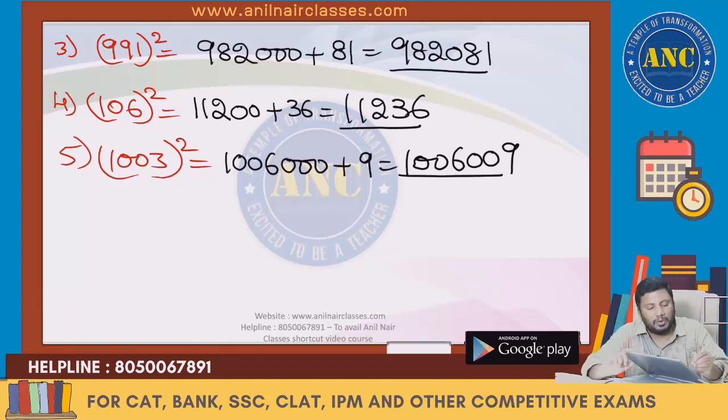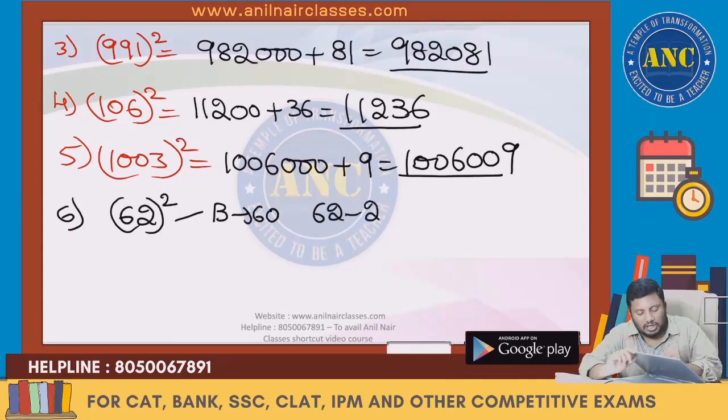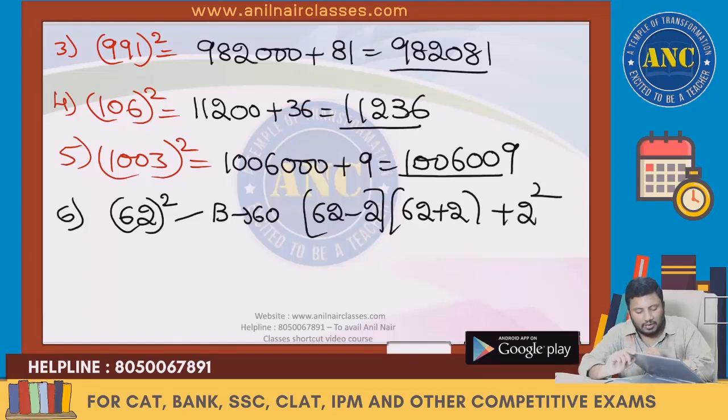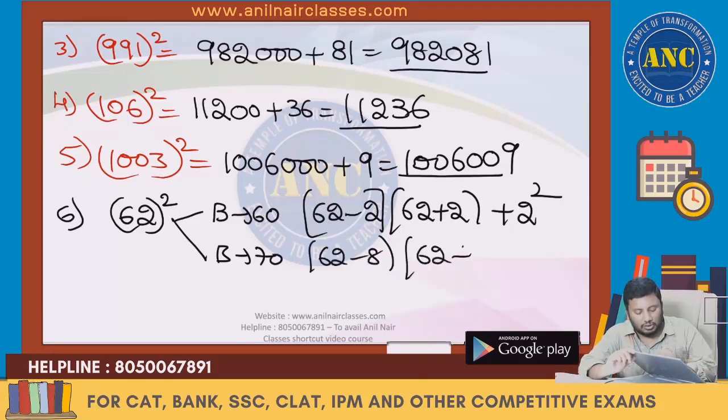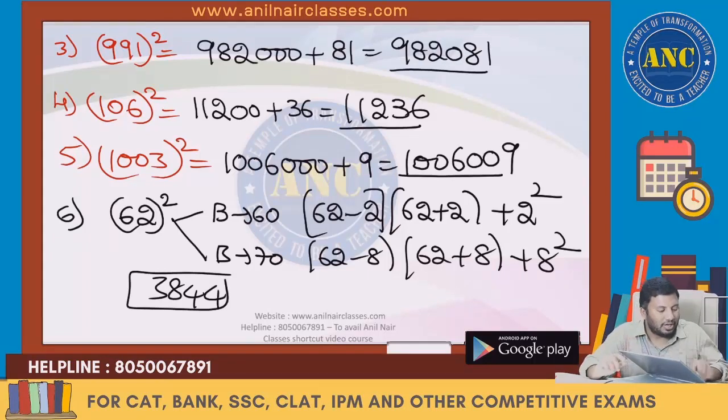106,009. I hope it is clear. Suppose it is 62 square. If the base is 60, then 62 minus 2 into 62 plus 2, plus 2 square. Another one: if the base is 70, 62 minus 8 into 62 plus 8, plus 8 square. You solve any one, you will get the answer 3844.